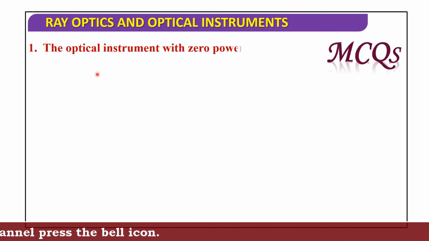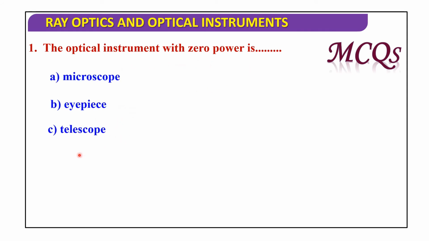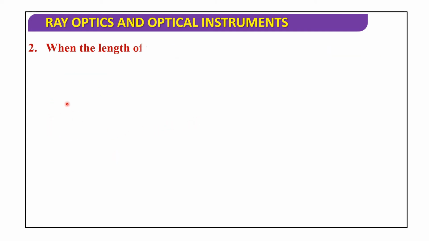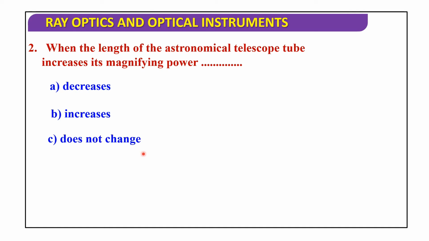First one, the optical instrument with zero power is: microscope, eyepiece, telescope, compound microscope. The optical instrument with zero power is the telescope. Next one, when the length of the astronomical telescope tube increases, its magnifying power: decreases, increases, does not change, may increase or decrease. So when the length of the astronomical telescope tube increases, its magnifying power decreases.